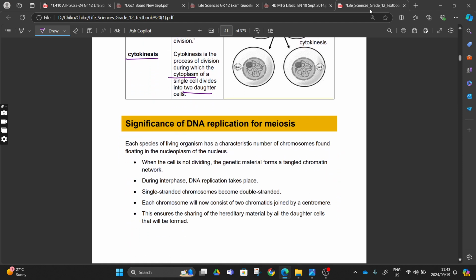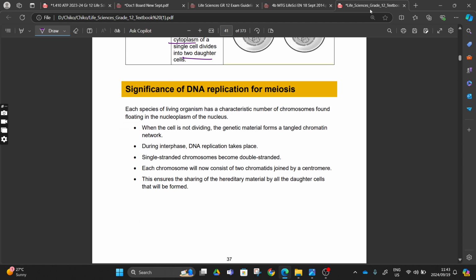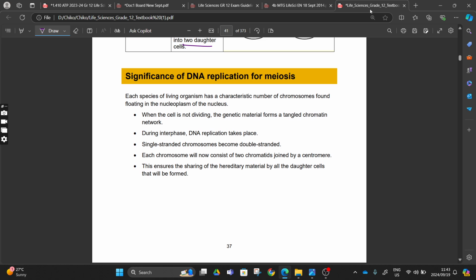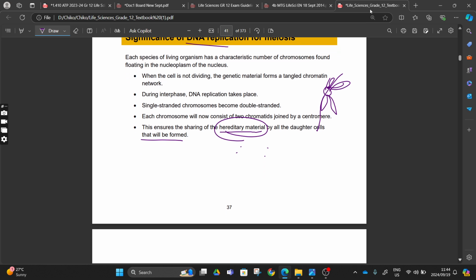And then we move from there, we go to the significance of DNA replication for meiosis. Why is DNA replication very important for meiosis? It ensures the sharing of hereditary material by all daughter cells that will be formed. So you start with one chromosome, and that DNA is going to replicate, and after replicating we are going to divide it in two so that each daughter cell can have the hereditary material with it.